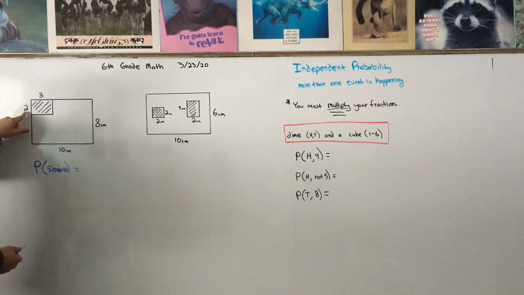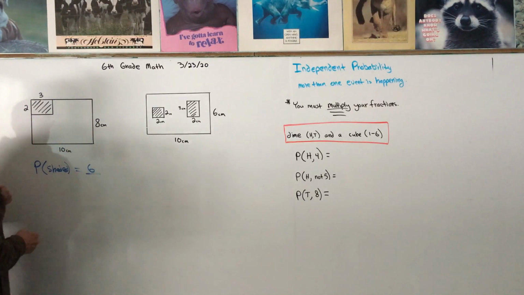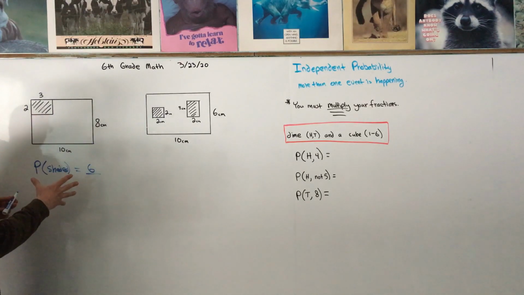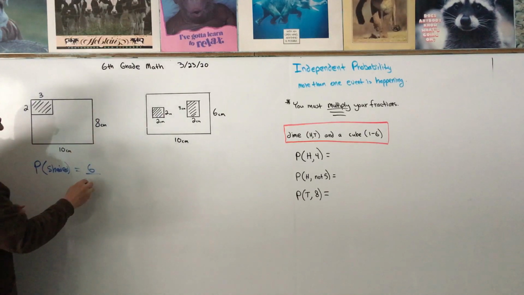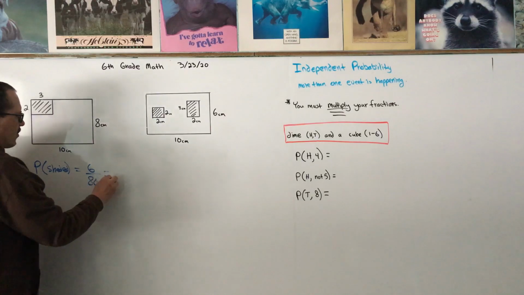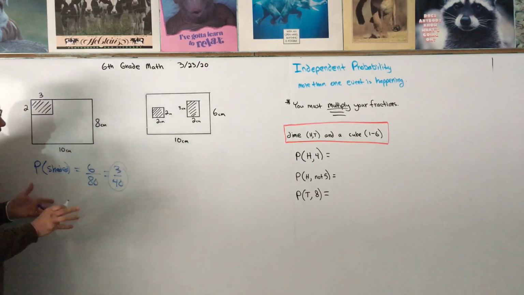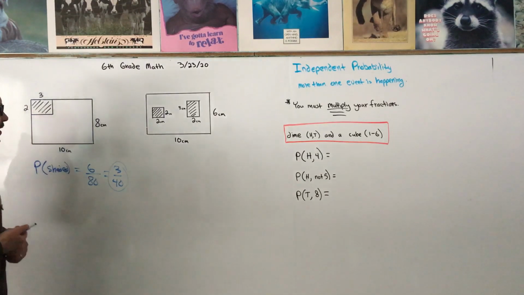So this shaded part has an area of 2 by 3. And 2 times 3 is 6. And then you want to put that over the area of anywhere on this rectangle where the dart could hit, which would be 8 times 10, which is 80. And 6 over 80 reduces to 3 over 40. And to be truthful, that's all I want for right now. You can get a percent out of it, but I'm happy with that for right now.